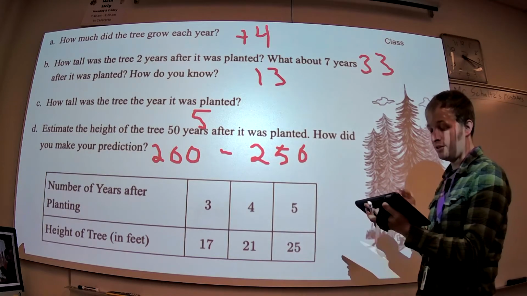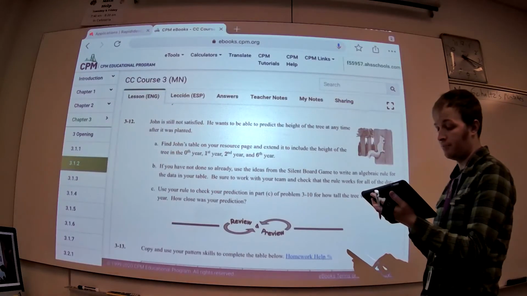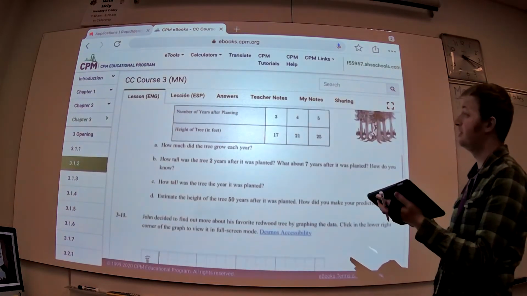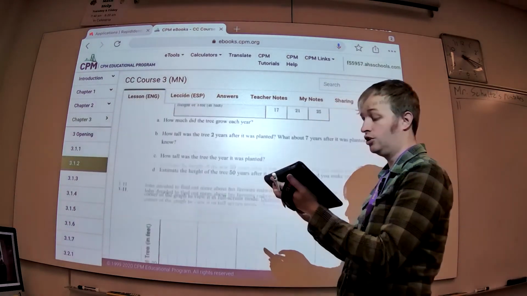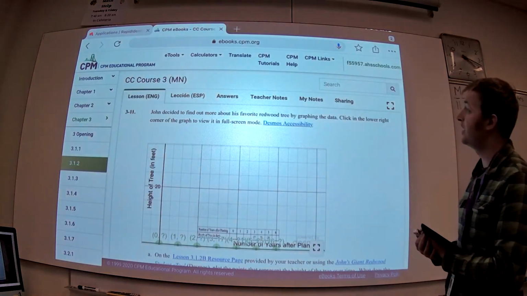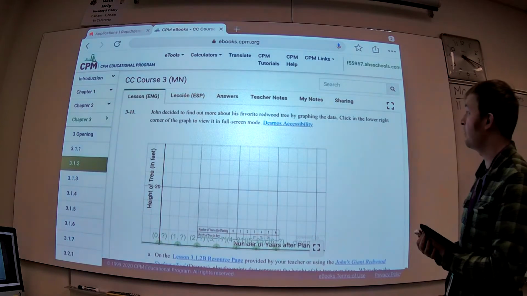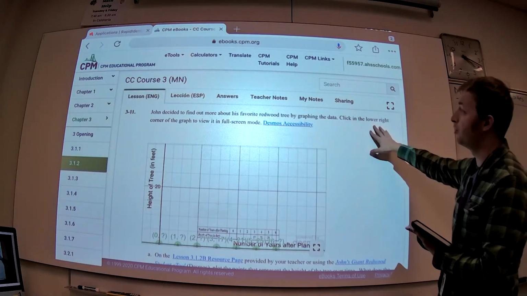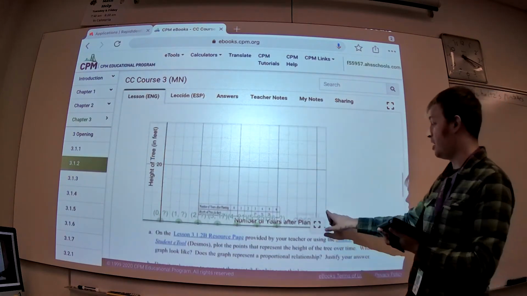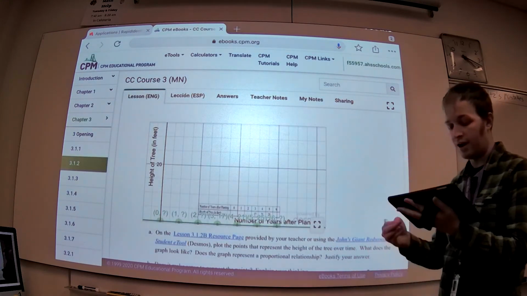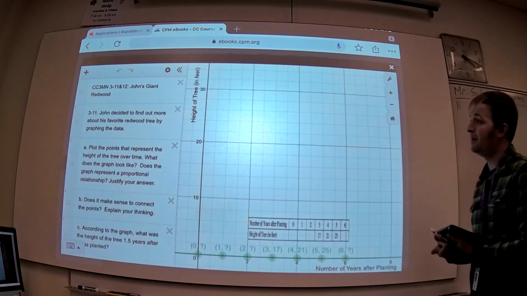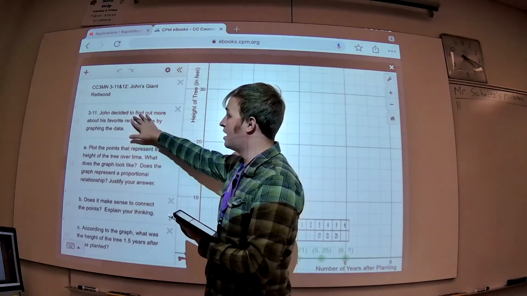Now let's jump to our book here, because in our book there is a good e-tool. So we just answered these first few questions, and we're jumping down to question 3-11 now. 3-11 says, John decided to find out more about his favorite redwood tree by graphing the data. Click in the lower right-hand corner of the graph to view it in full screen mode. So this little shape here in the lower right, you can click on that, and that'll make it go full screen here. And then it lists the questions on the left-hand side.